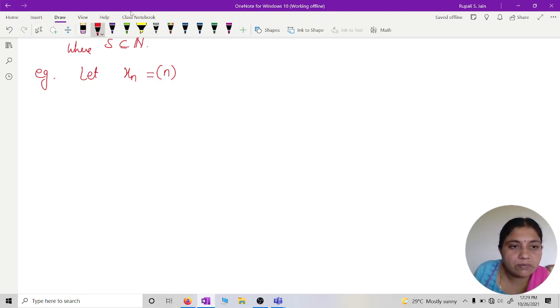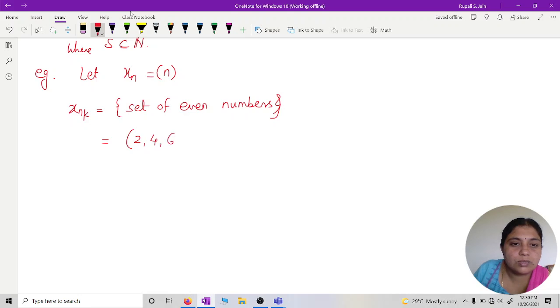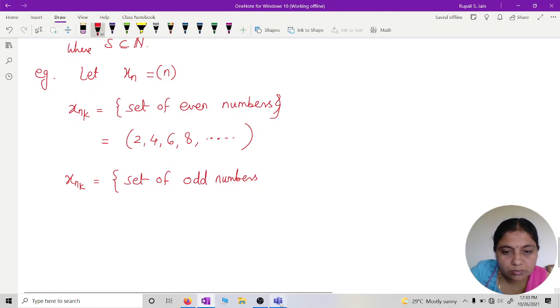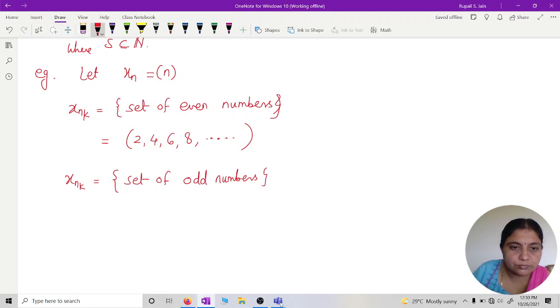So for the subsequence xnk, you can have the set of all even numbers. It is also an infinite subset of N, that is 2, 4, 6, 8 and so on. This is my subsequence. Or another, you can have the set of odd numbers. This is again another subsequence: 1, 3, 5, 7 and so on. Is that okay?